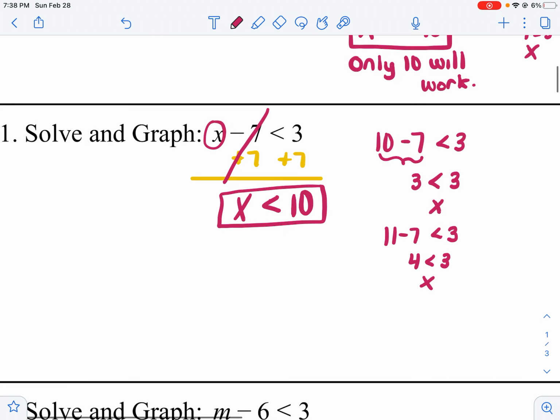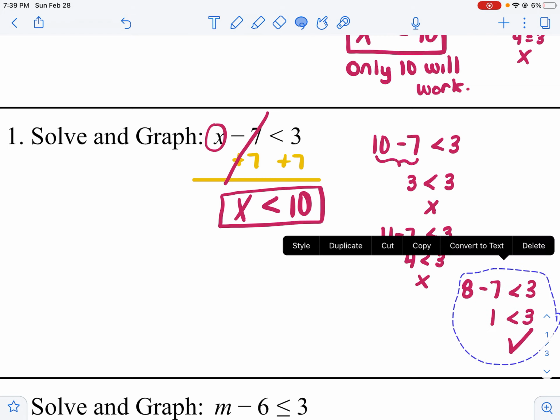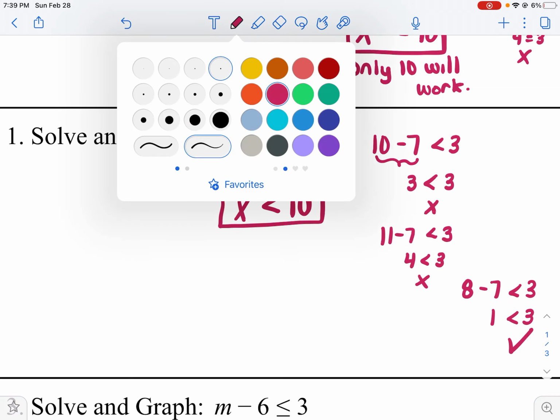Now let's get a smaller number. Let's get 8. 8 minus 7, is 8 minus 7 less than 3? Is 1 less than 3? Yes. Okay, and what we can do on all of these is graph our solution. So that's what we're going to do next.